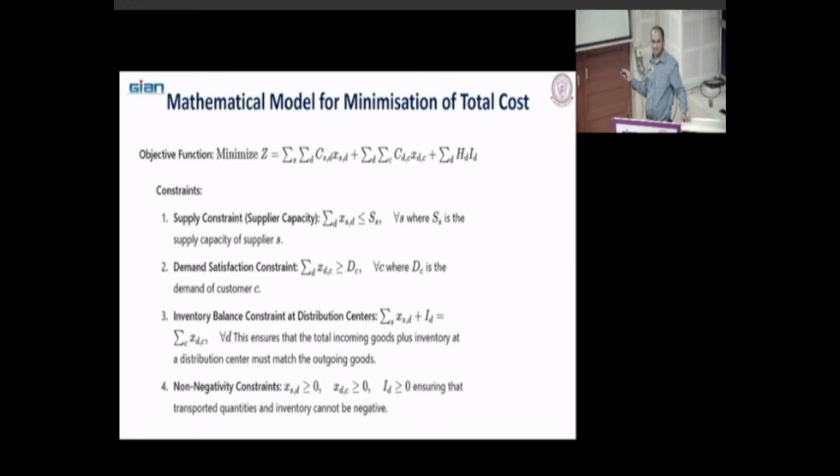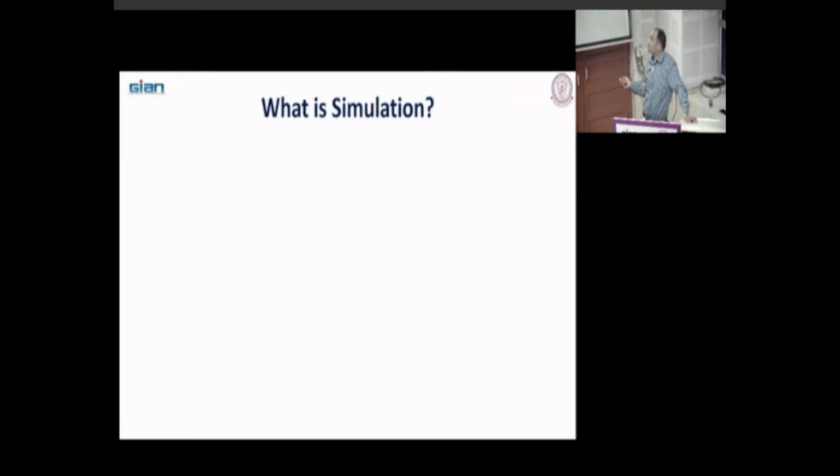What is the demand constraint? We are saying whatever we are sending from one DC to all customers, it cannot go beyond their demand, so that is the maximum. Then this is the inventory balance: whatever is coming from the suppliers plus inventory available should be equal to the outbound flow. And these are your non-negativity constraints.